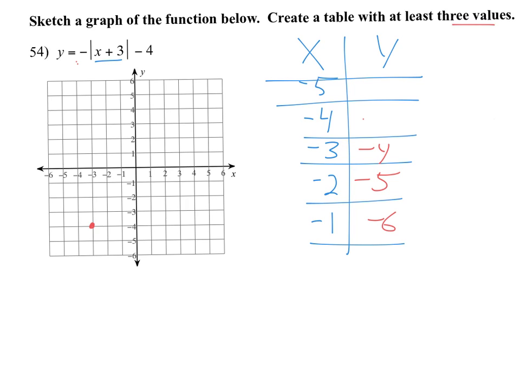If I go to negative 4, negative 4 plus 3 is negative 1. The absolute value makes it positive 1. The negative up front makes it negative. Negative 1 minus 4 is negative 5. If I plug negative 5 in, I'll get negative 6 as the answer. This graph is going to look like this after I plot these points.